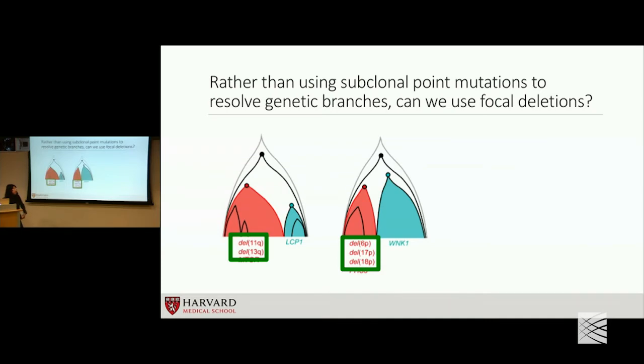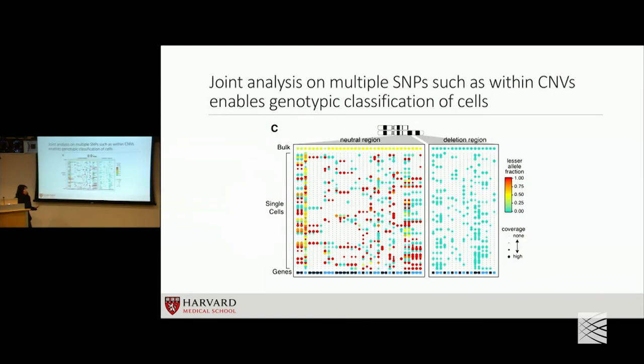So I've shown you that it's really challenging to infer single point mutations from RNA-seq, but as you can see in these branches, we're not restricted to just point mutation information. We also have deletion information. And even though we can't identify subclonal point mutations from single-cell RNA-seq, maybe we can try to identify these focal deletions. And why I believe we're able to do that is because focal deletions, rather than affecting one particular point, affect multiple SNPs within that deletion region in a coordinated manner.